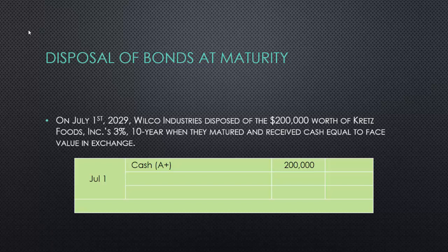What do we no longer own? We no longer own this bond that is entitled to pay us interest and a repayment of principal at the end of its life, because it is the end of its life. They are paying us off to get out of their debt to us. So we're going to take our debt investment off the books by crediting it for $200,000. We disposed of a mature Kretz bond.